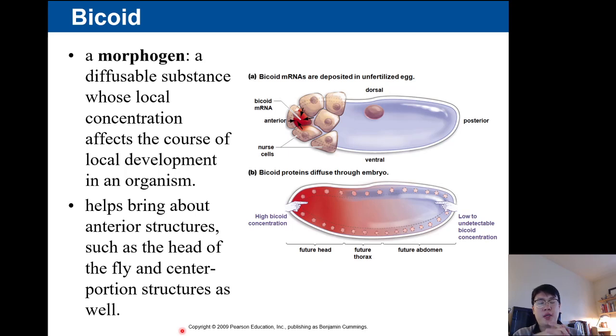So morphogen essentially is based on the concentration. Again, it's the bicoid. We're still talking about the fly. Depending on how much the concentration is throughout the cell area, this is what we call a morphogen. And as this protein diffuses throughout the rest of the cell, depending on the concentration, it will determine whether this is going to be the head, the butt, and the thorax or abdomen.